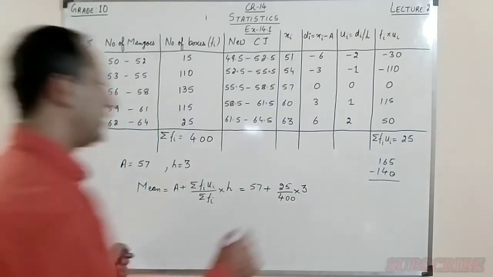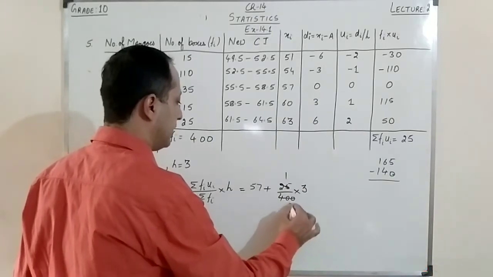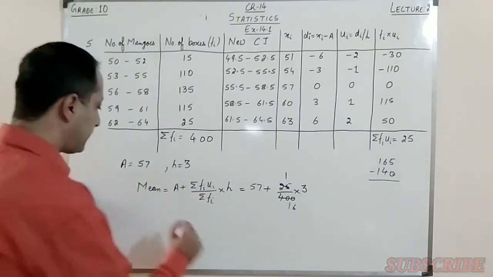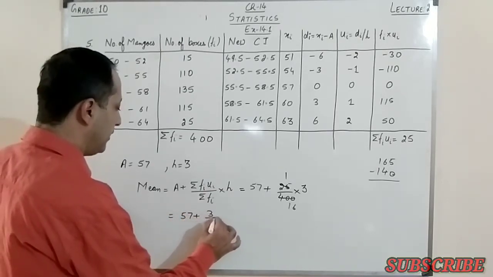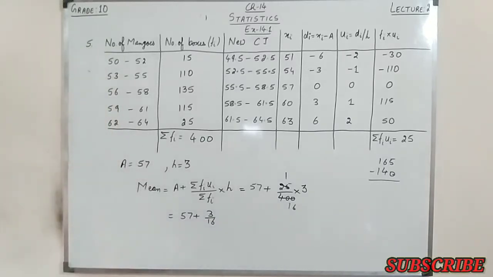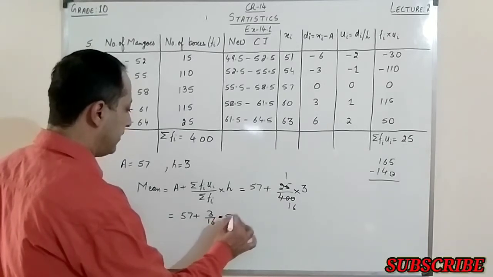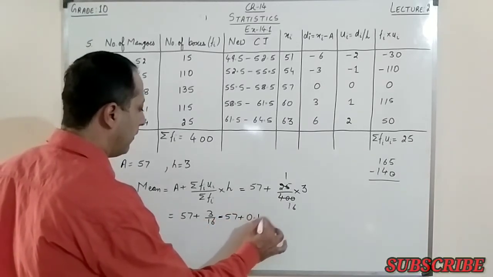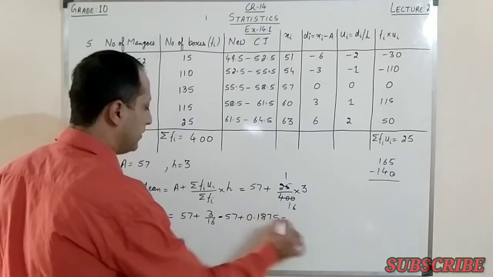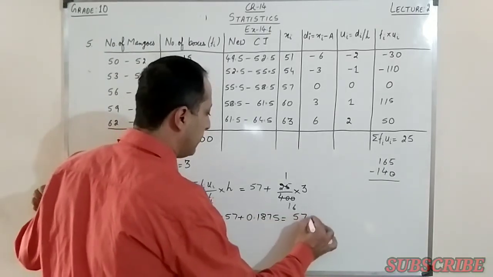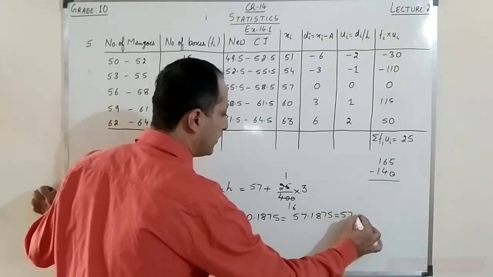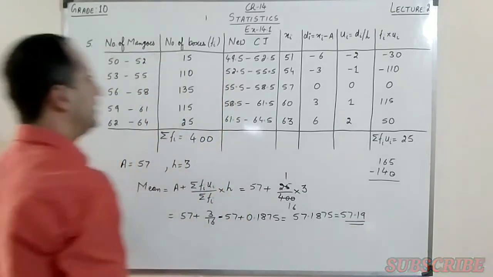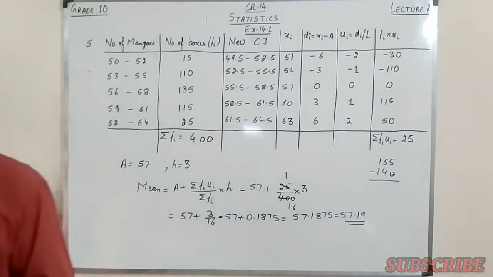Now we cancel out. This we get as 1 and this is 16. So this is 57 plus 3 upon 16. Now we divide 3 by 16 and we get 57 plus 0.1875. Adding these we get 57.1875, and we round it off to 57.19. So this is the average number of mangoes in one of the blocks, right?